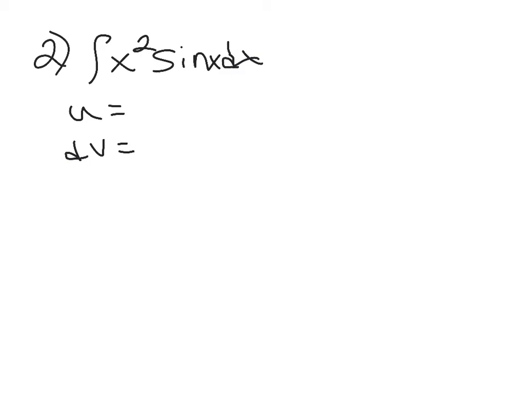In this case, they're about as equal, so usually I let u be the x term. So in this case, u is the x squared, and that makes sine x dx my dv term.